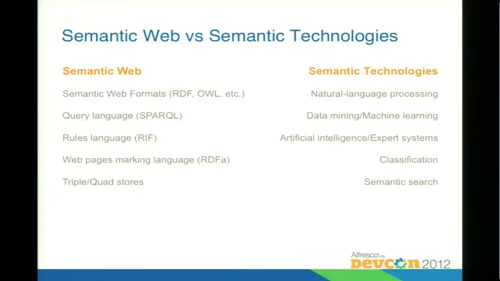Difference between semantic web and semantic technologies. So on the left-hand side, we've got the semantic web. The semantic web defines the standards for modeling information, for creating instances of the data. It defines a standard query language, so you can use SPARQL, for example, to query all the nodes in the World Wide Web database I mentioned earlier.